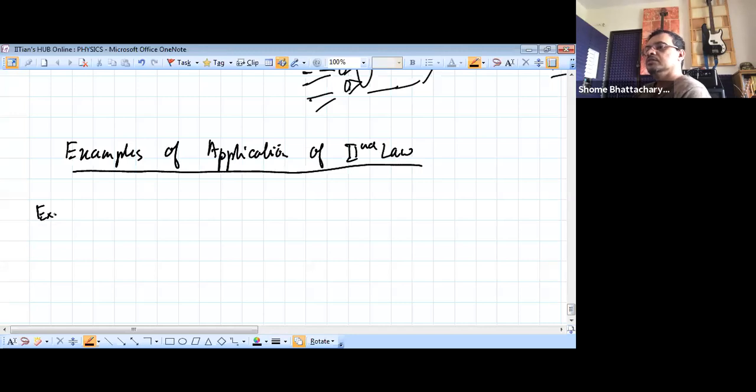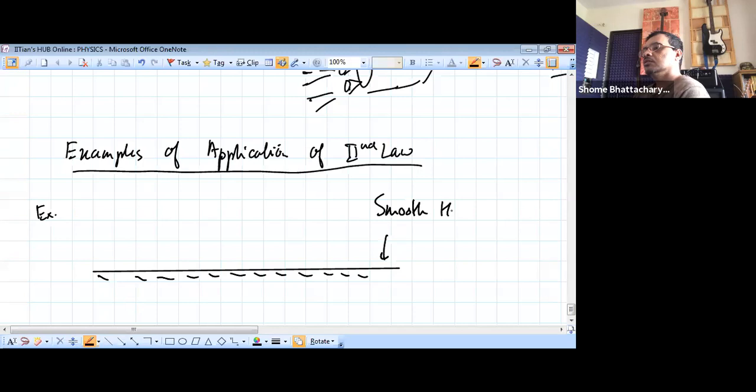So let's start with something very basic. Again, we have that same situation of the frictionless surface or the smooth horizontal surface, or what we can call a smooth horizontal plane, on which there is a certain block at rest initially. So this is of mass, let's say, 5 kilograms, at rest initially.